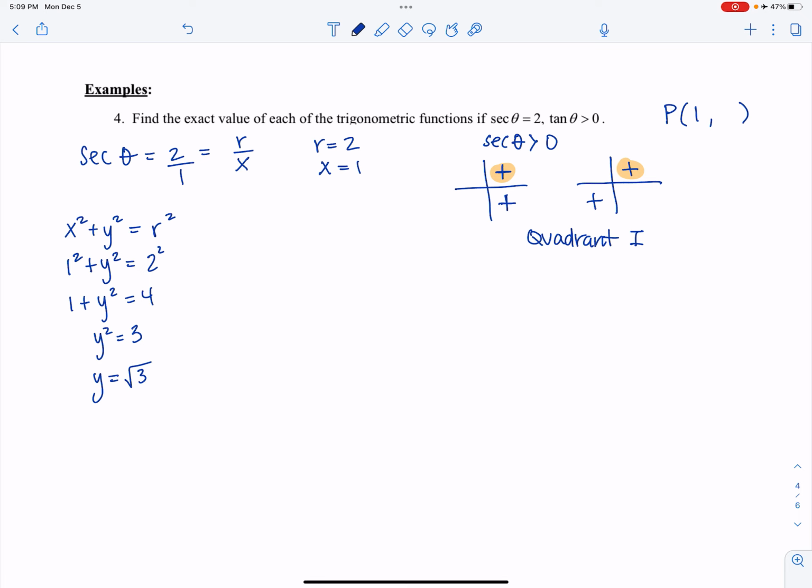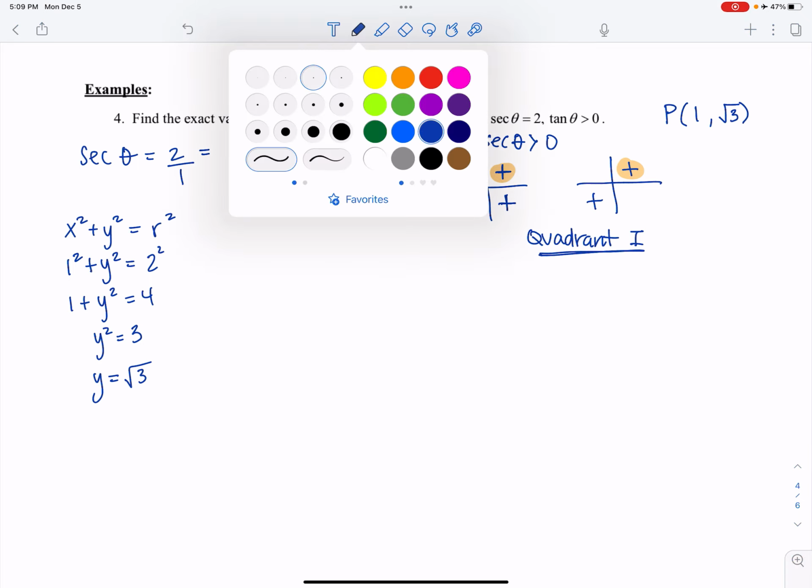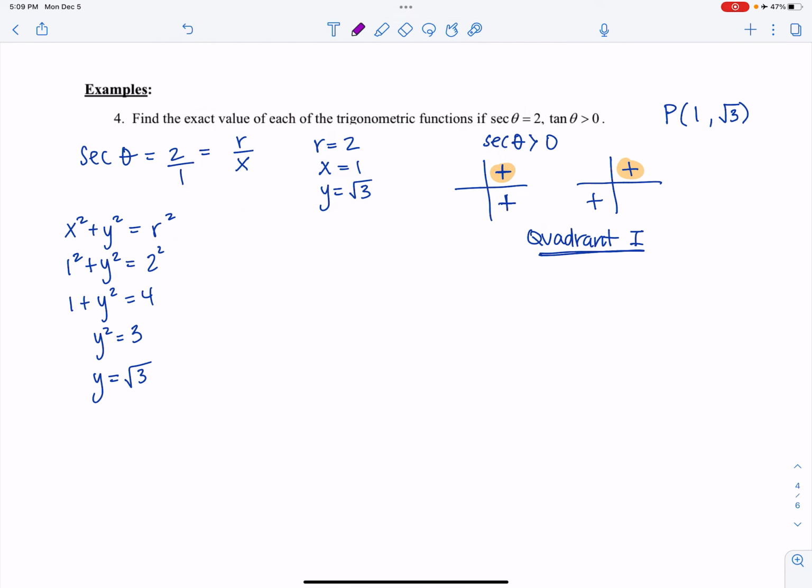Now, usually when we take the square root, it's plus or minus, right? But since we're in quadrant 1, our x value and our y value are positive. So it's positive root 3. That's important. If we had negative root 3, it would change our trig values. And now we can get down to business and find all of our trig functions.